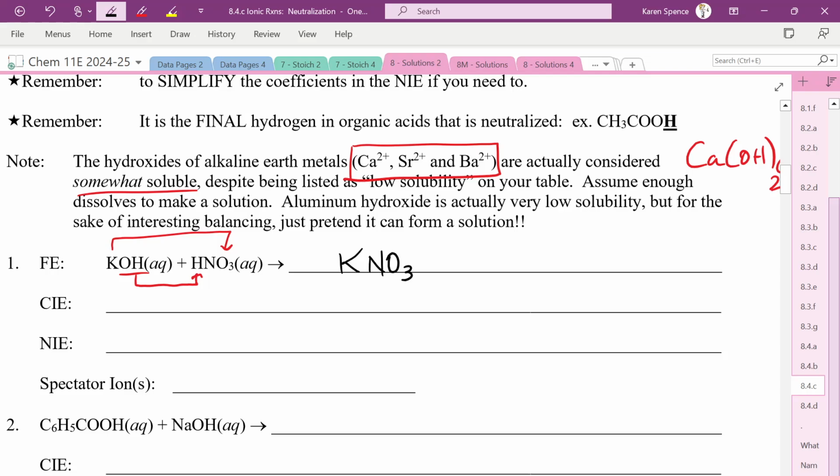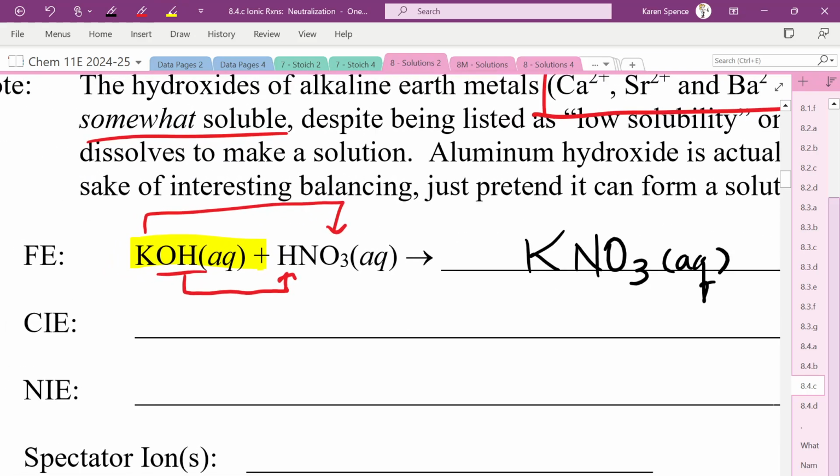And all alkali salts are soluble, all nitrate salts are soluble, so that is aqueous. And then we have HOH, which is, of course, water. And now to write the complete ionic equation, we take all of our aqueous ionic compounds and split them apart. So KOH is an aqueous ionic compound, so we're going to split it apart into K plus aqueous plus OH minus aqueous.